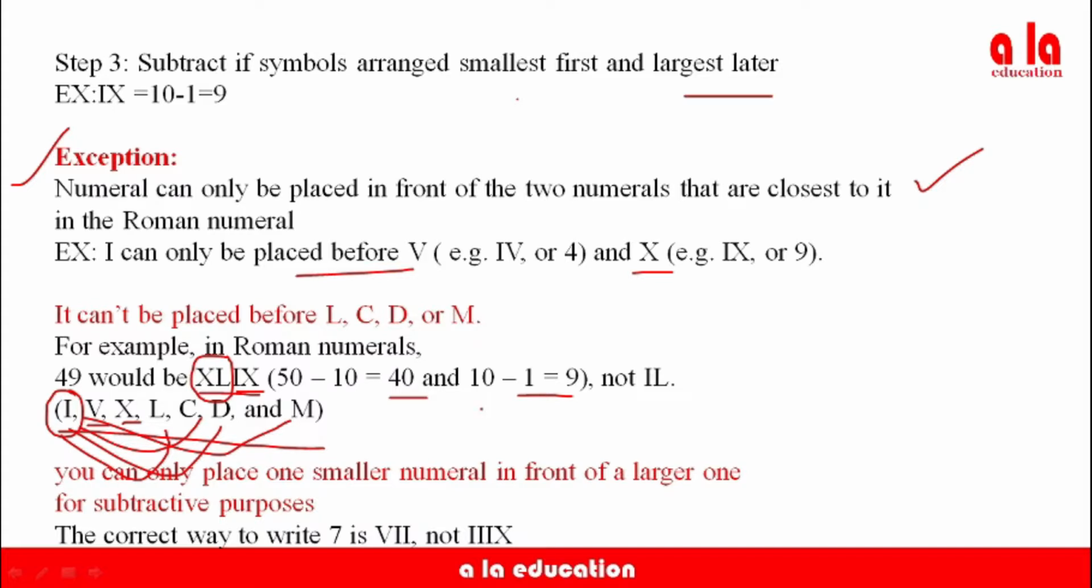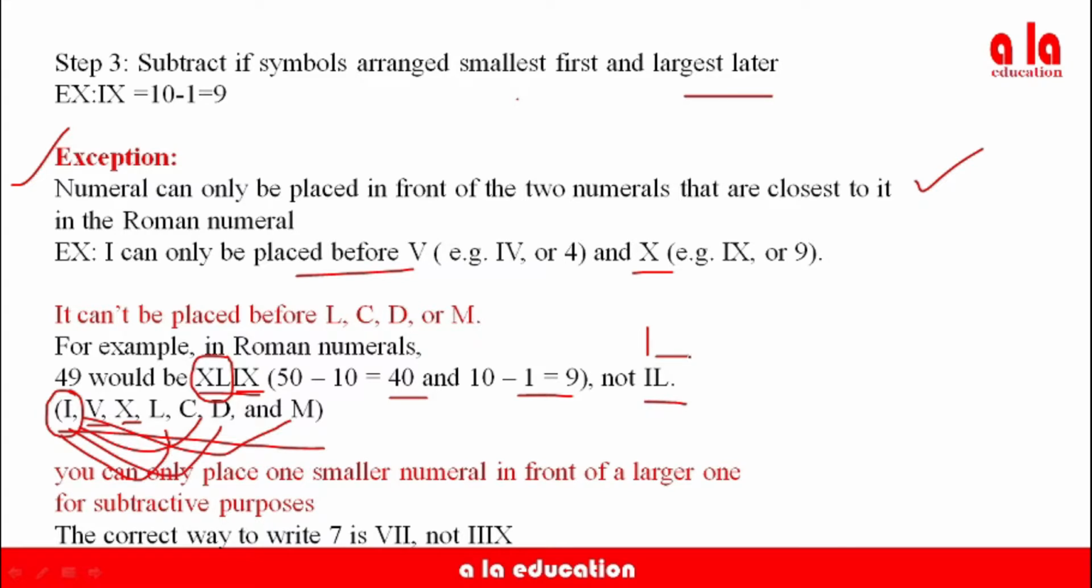To make it easy, you cannot represent it like IL. I value is 1, L value is 50, so it will not become 49. This is what you need to remember.